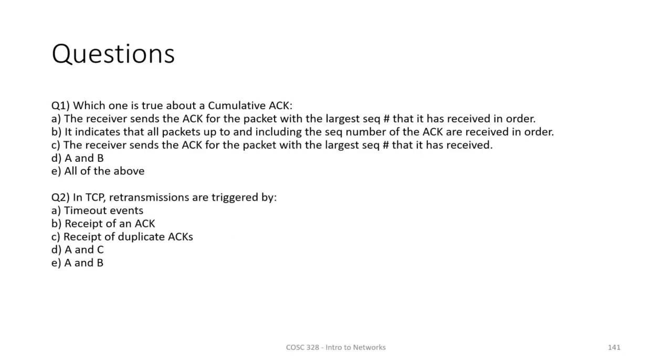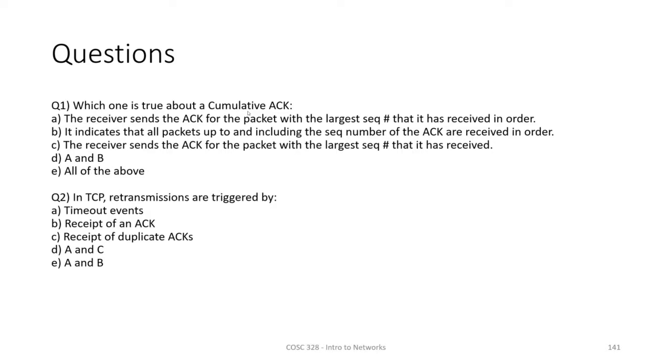Just a few more seconds to allow the other people to answer the question. Okay, so we had 20 correct answers, and the correct answer is both A and B. When we are talking about the cumulative ACK, basically the receiver sends the acknowledgement for the packet with the largest sequence number it has received, and that's in order. That's pretty important. It should be in order. If there is a gap, then it is not the largest sequence number.